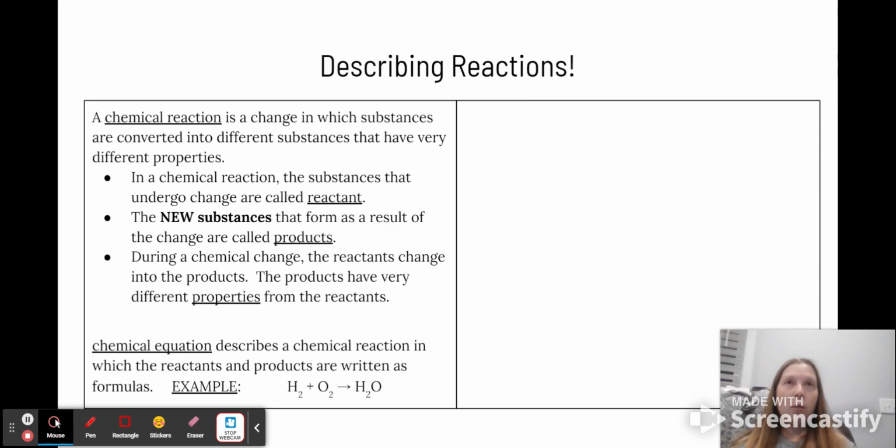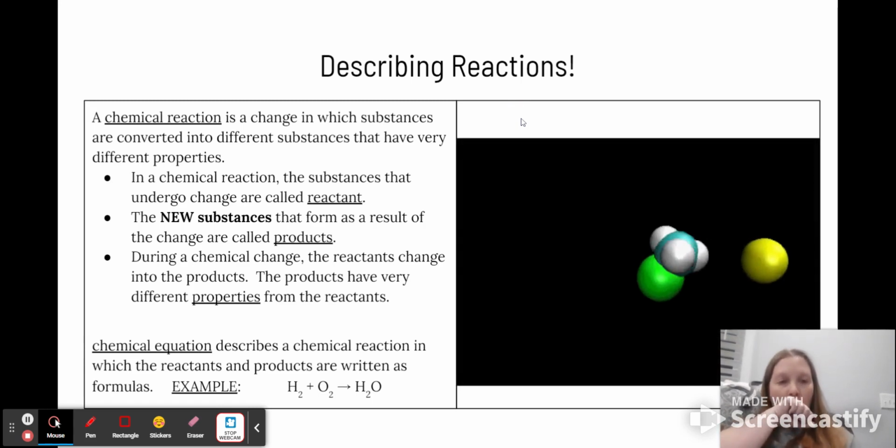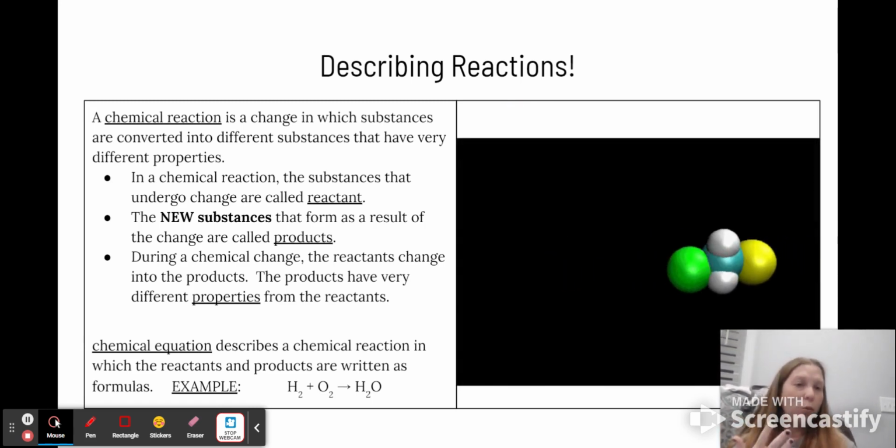When you write these down, we write them in what's called a chemical equation or a chemical reaction. This describes the reaction as chemical formulas. If you have more than one reactant or more than one product, you will separate them with plus signs, and then you separate each side, reactant and product, with an arrow. So here's an example: H2 plus O2, those are our two reactants separated by a plus sign, yields or produces water. And this one just shows you what a chemical reaction looks like on a microscopic scale.